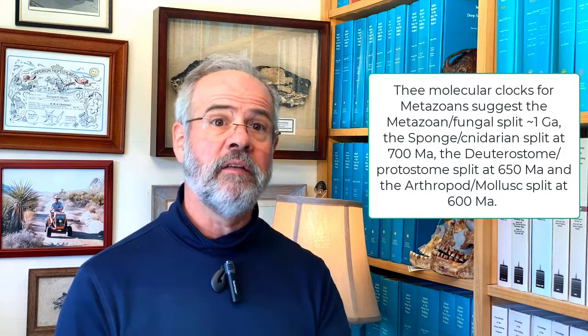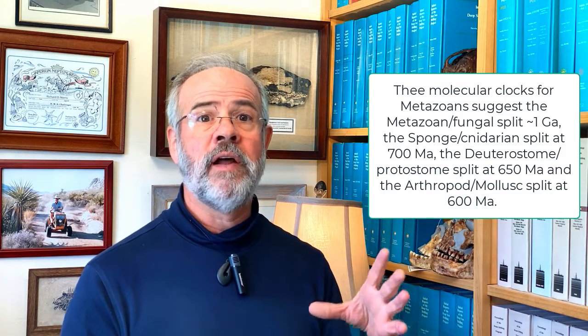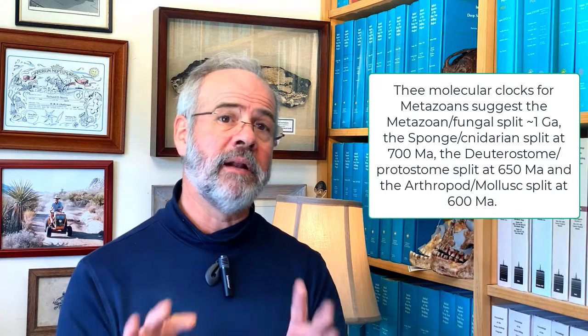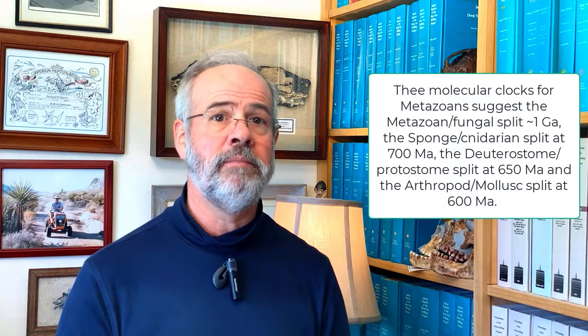In turn, the Cnidarian sponge split happened about 700 million years ago. A couple of other events are the deuterostome-protostome split at about 650 million years and the arthropod-mollusk split at about 600 million years. As expected, the molecular ages are almost all older than the fossil record of these groups. Note also that the oldest ages are before the Sturtian glaciation, and most of them are older than the Marinoan glaciation. Hence, metazoans had to pass through at least 2 snowball Earth events to lead up to the present day.